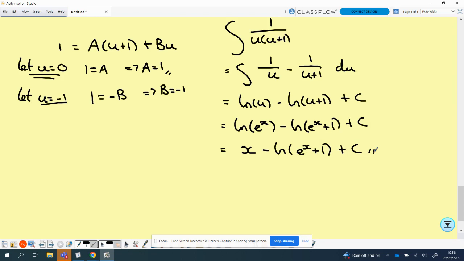plus c. Okay, so there's 4 examples on integration by substitution without any allowance. Okay, folks?